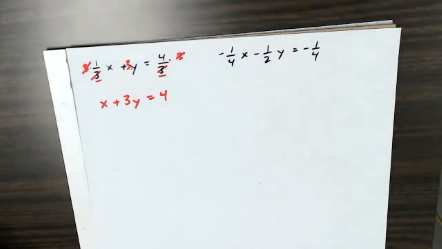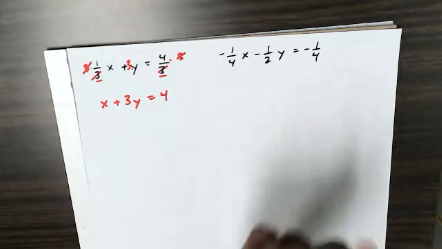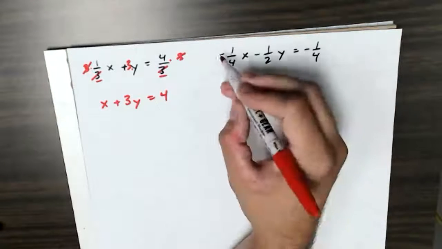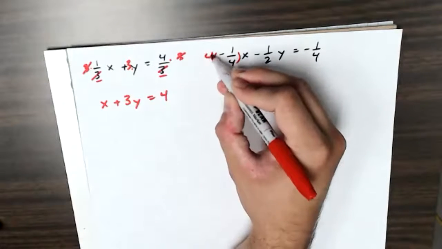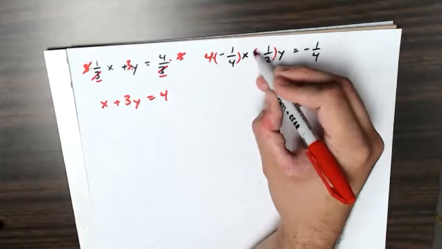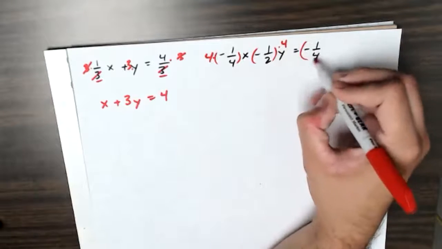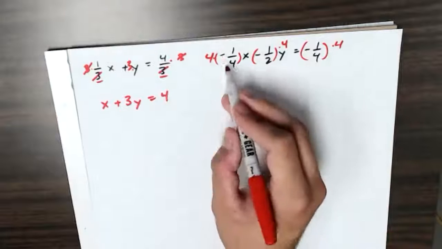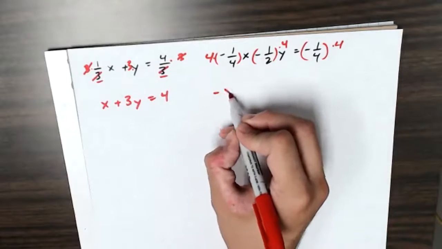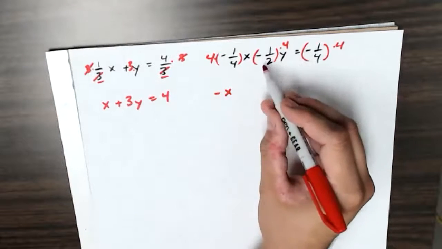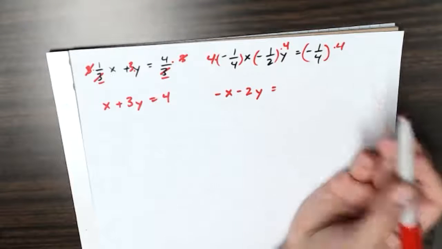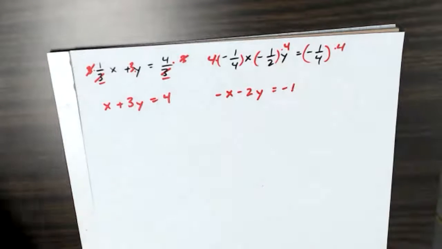Well, because the denominators are 4, 2, and 4, we know 4 divides into all of them evenly, right? So I'm going to multiply 4 by everything. It's kind of goofy here, but that's what we're going to do. 4 times 1/4, well, 1/4 of 4 is just 1. Now it's negative, so it winds up being negative x. 4 times negative 1/2, that's negative 2y. And 4 times negative 1/4 again is just negative 1.